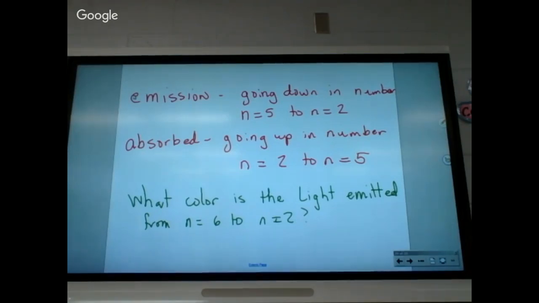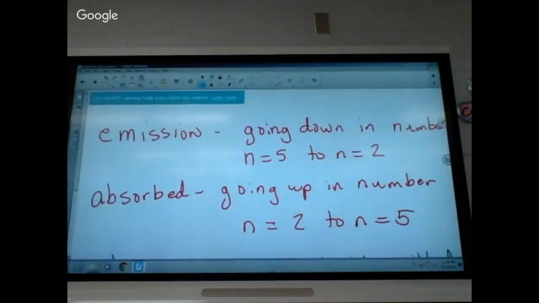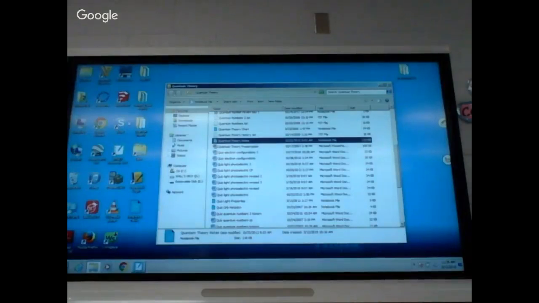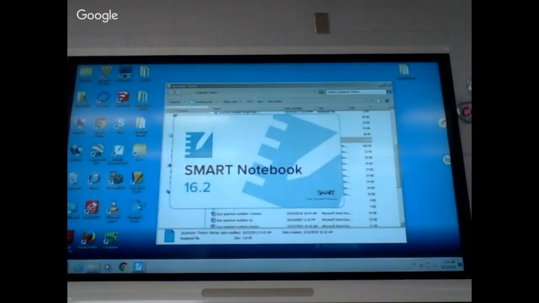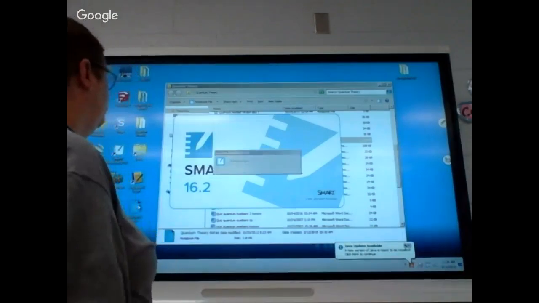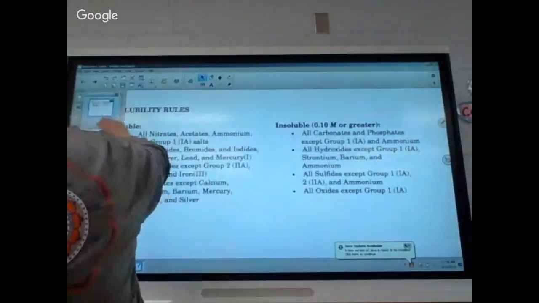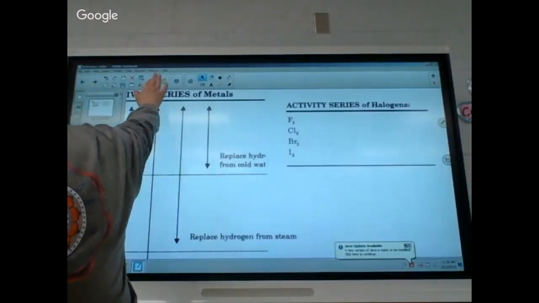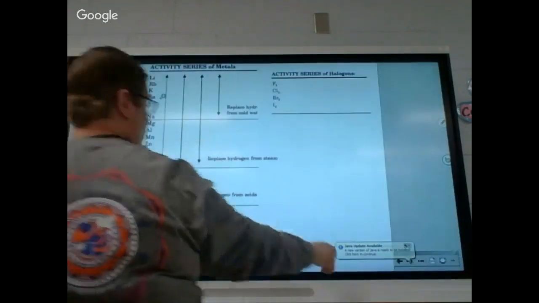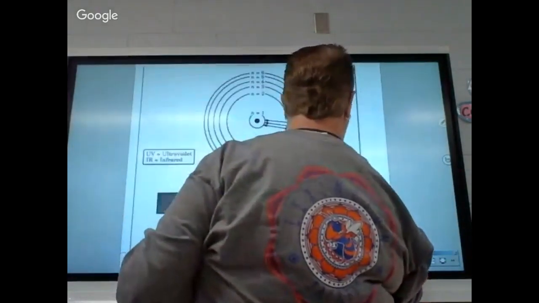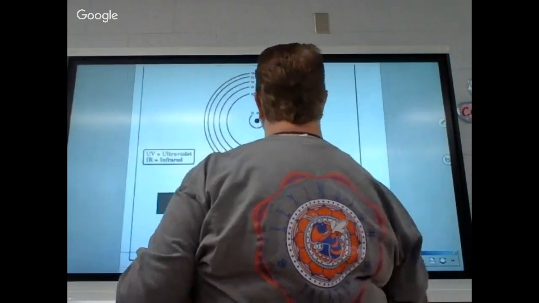All right, do we all have it? No. Yeah. All right, get it from your friends if you don't. Oh my God. What was it? Is the light emitted? Yep, from n equals 6 to n equals 2. No. You just said you were taking. Whoops. You said it. All right.